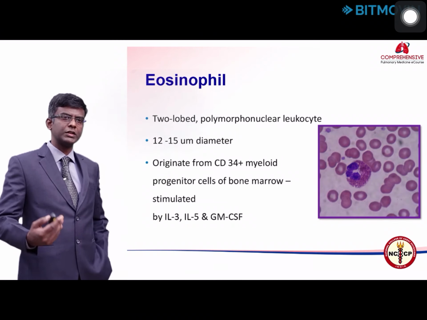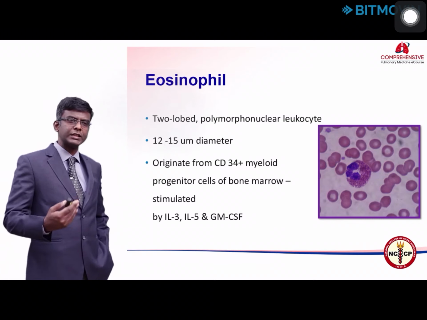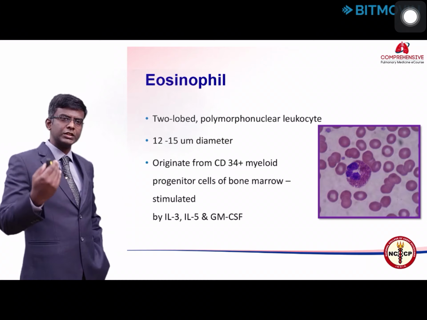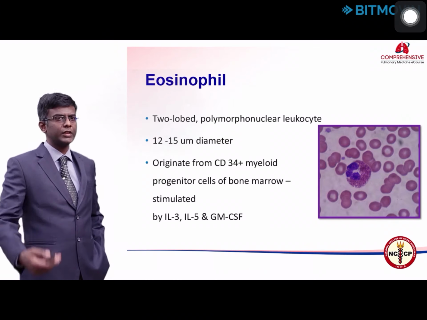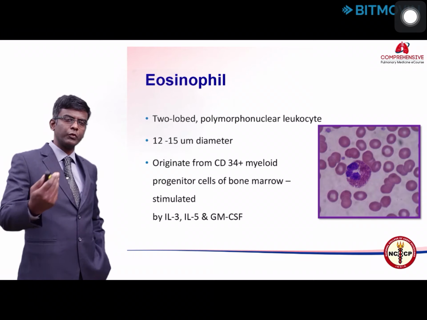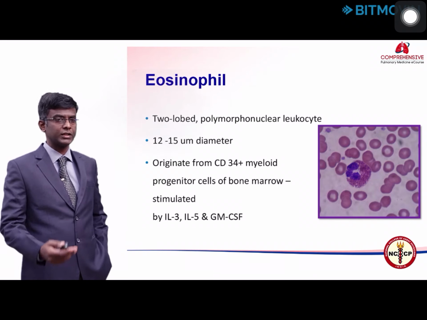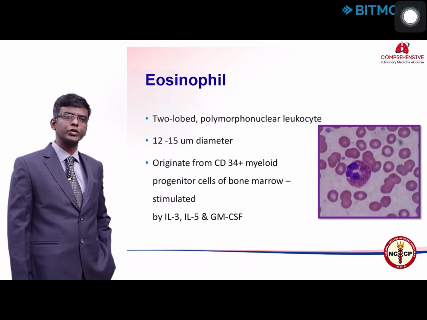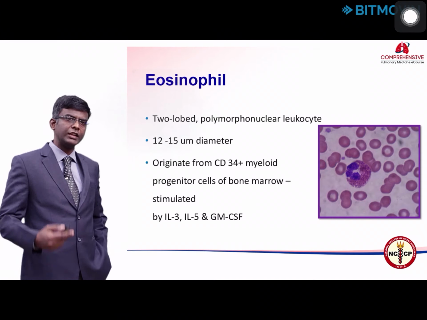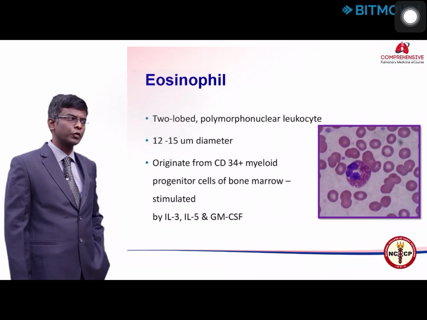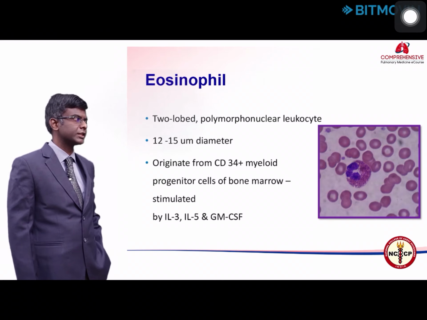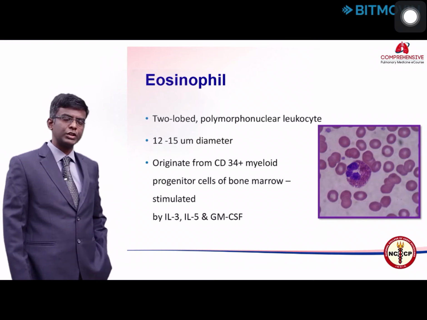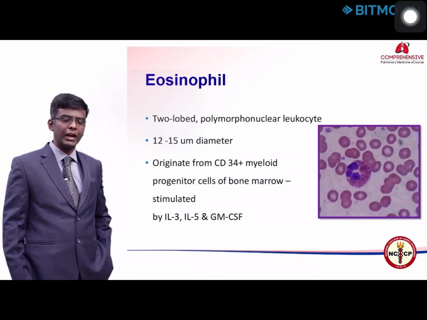Eosinophil, what does the word eosinophil mean? It has an affinity to acid stain or eosin stain, and it stains bright red when stained with Romanowsky stain. So that's where the word eosinophil comes from, as opposed to basophil. It's a two-lobed polymorphonuclear leukocyte, 12 to 15 micrometer in diameter, and it originates from CD34 positive myeloid progenitor cells of bone marrow, and its differentiation is stimulated by cytokines like IL-3, IL-5 and GM-CSF.